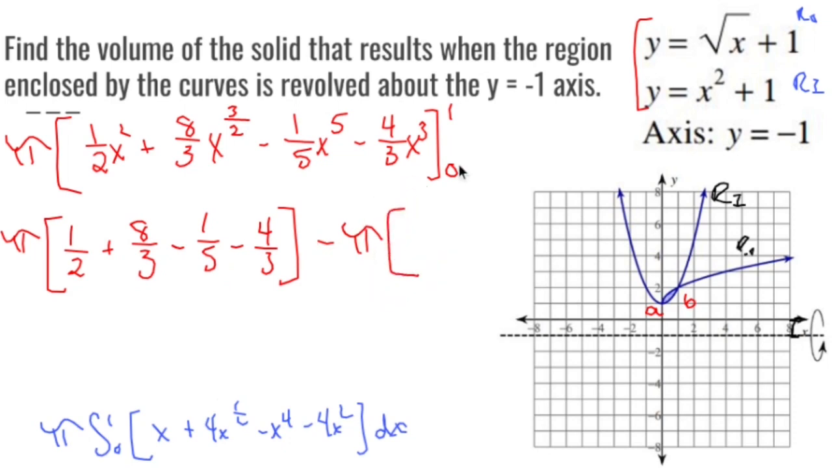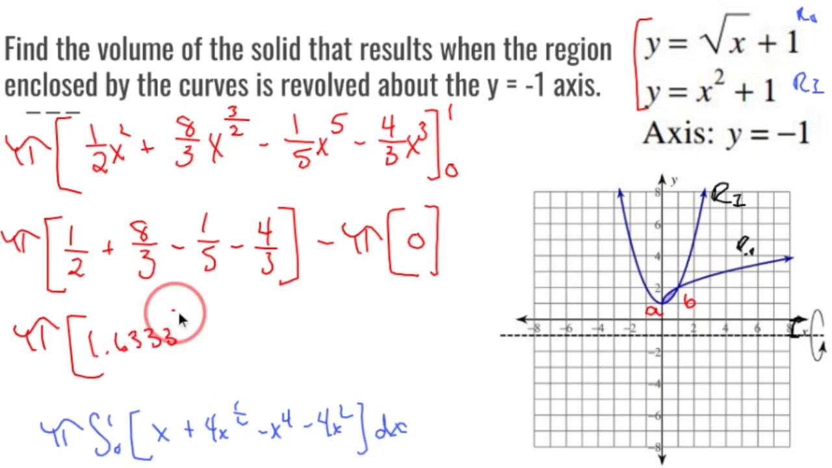And I'm going to plug in 0 for all of these. So 0 times stuff, who cares? They're all going to become 0. So this ends up being pi times whatever this guy is. I'm just going to let Siri do it. 1/2 plus 8/3 minus 1/5 minus 4/3. It's approximately 1.6333. I'll take that.